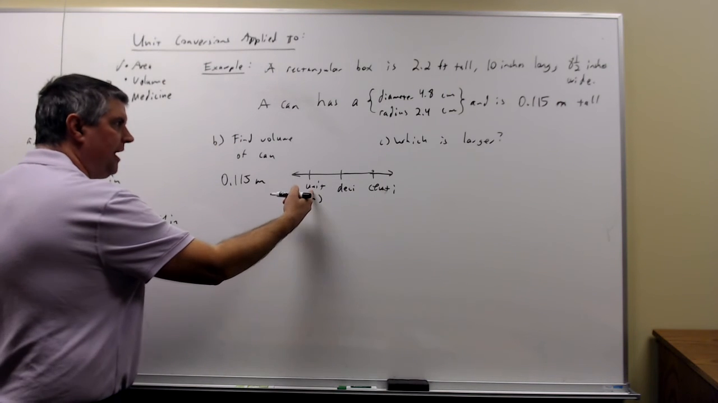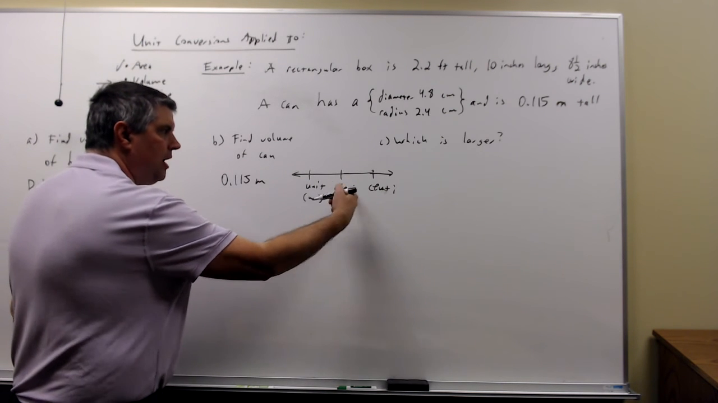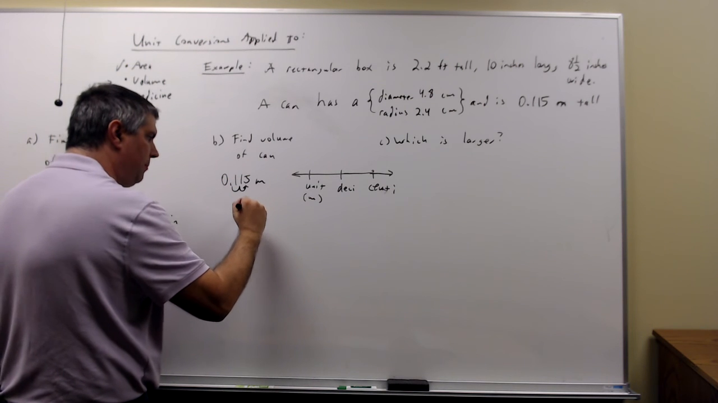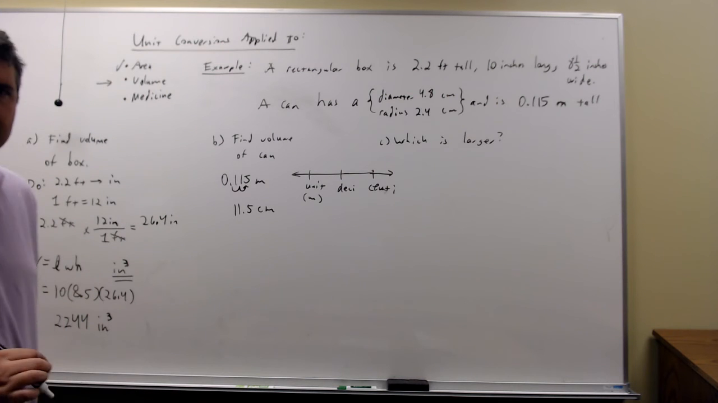So, from a standard unit to the census place is 2 places over. So we're dealing with 11.5 centimeters. Okay?